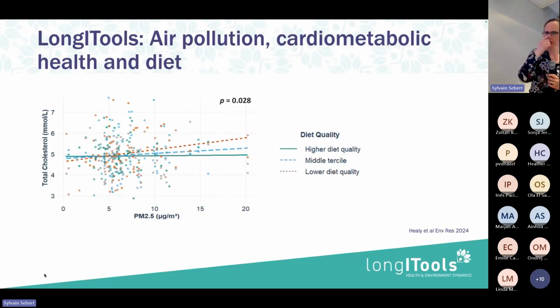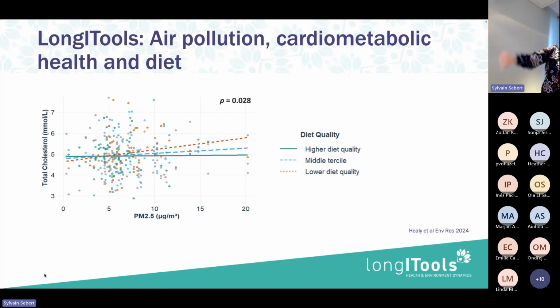Final example from LongITools, work by Darren and others. Clearly, I'm mentioning the first authors, but there are many others involved in this. This is in a group of obese study participants where Darren examines the associations of air pollution with cardiometabolic health. You're seeing a picture of PM2.5 in relation to total cholesterol. Basically, what you see is the lines go up, so higher exposure to air pollution is related to higher cholesterol levels. It's not necessarily what we want.